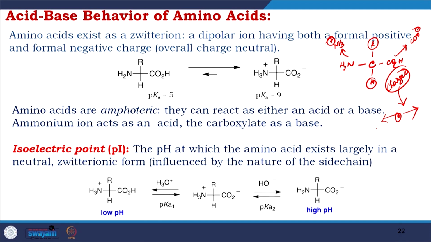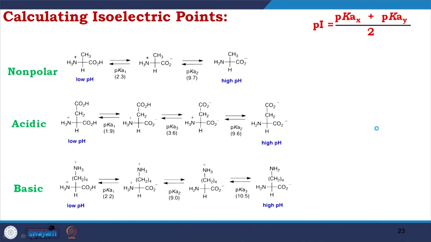When it is low pH, with a high amount of protons, it makes NH3 plus, whereas when it is high pH, it is more OH minus, and it makes CO2 minus. So, how is that different in different amino acids? You can calculate the isoelectric points in this way. For non-polar, you see that at low pH it is NH3 plus, then at high pH it is CO2 minus, and in between it is the zwitterionic form. So, the pI is pKx plus pKy.